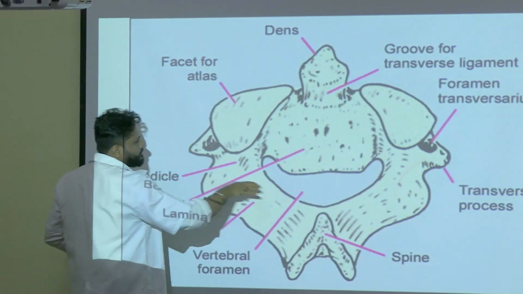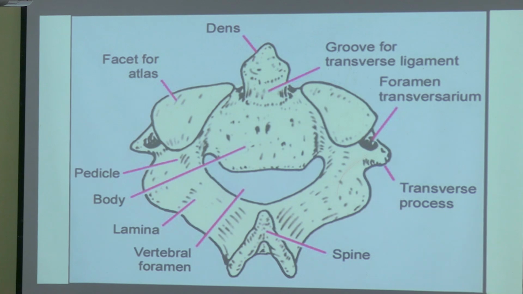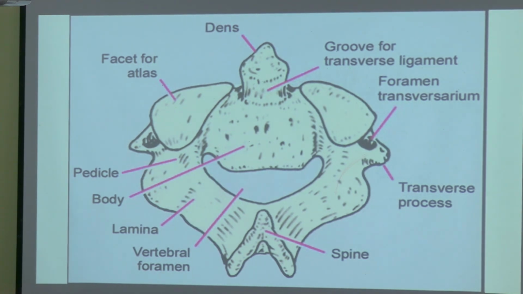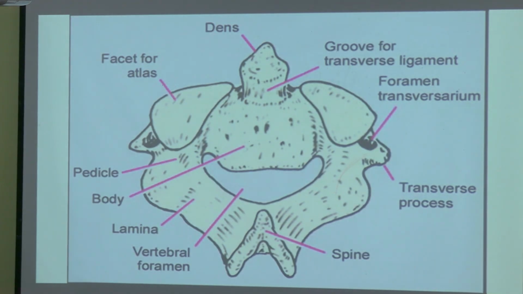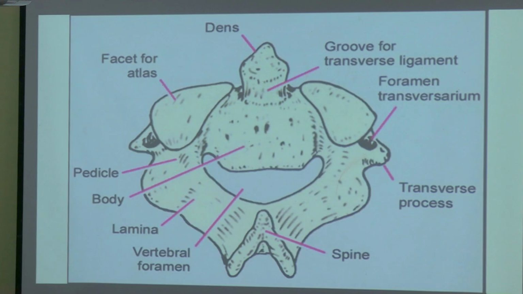And these two are pedicles. In case there is a fracture here, this is commonly seen in judicial hanging. In case of judicial hanging, we get to see fracture of this pedicle area. This is also known as hangman's fracture, because it is commonly seen in judicial hanging. What is judicial hanging? That is capital punishment, when it is given. This is also known as hangman's fracture. Okay.